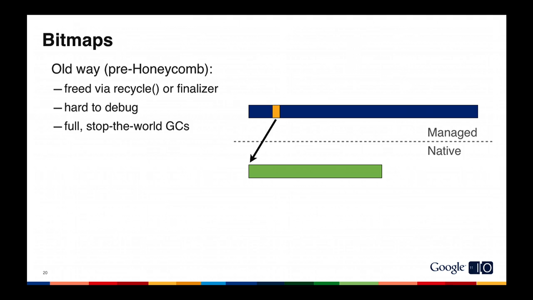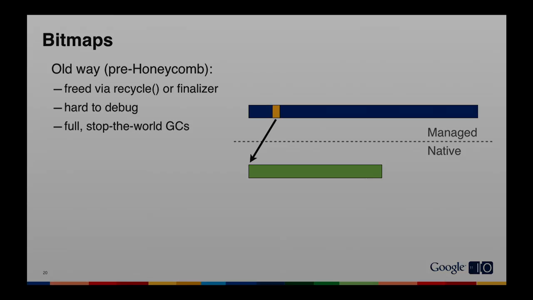Now, before Honeycomb, what we did was this pixel data was actually native memory. It was allocated using malloc outside the Dalvik heap. And this had a few consequences. If you wanted to free this memory, you could call recycle, which would free the memory synchronously. But if you didn't call recycle and you were waiting for your bitmap to get garbage collected, we had to rely on the finalizer to free the backing memory for the bitmap.